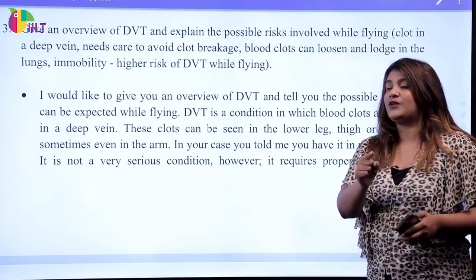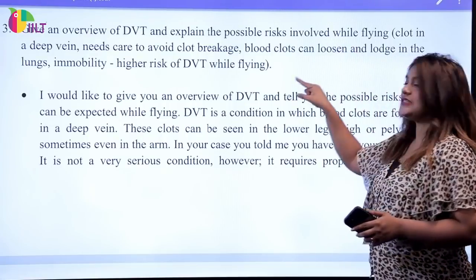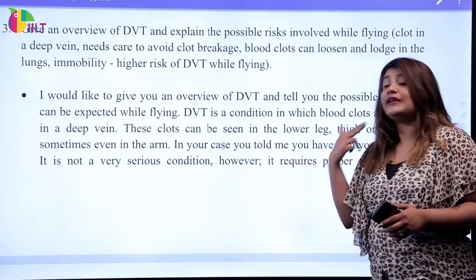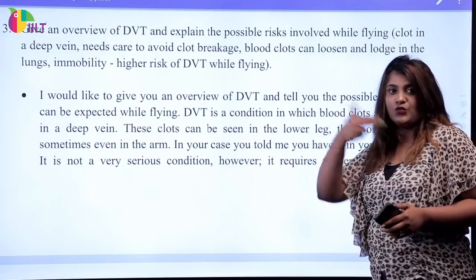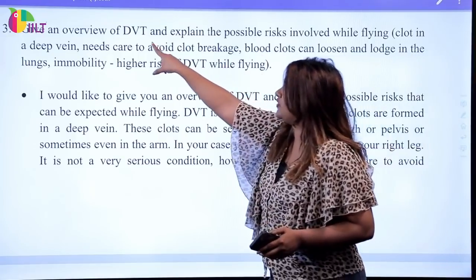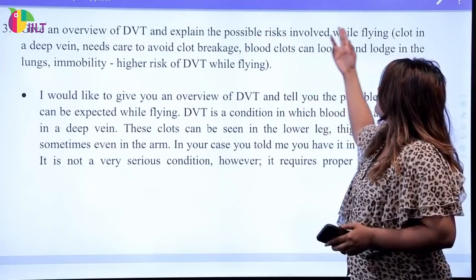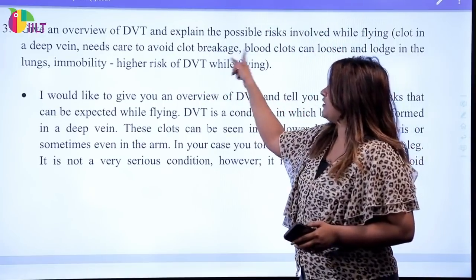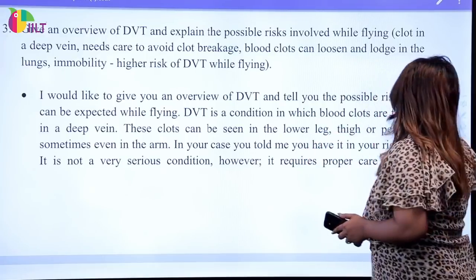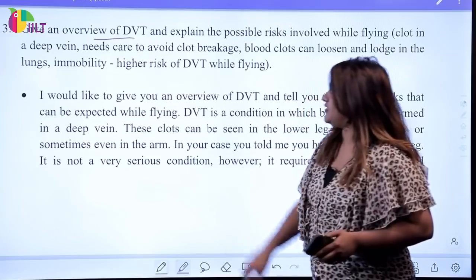You have to be careful here because you are actually talking about two things, okay? The bracketed details have been given respectively, but if you do not read it carefully, you might get confused about which one is referring to which one. Since two pieces of information are being given here, we are giving an explanation about deep vein thrombosis as well as the risk involved with flying. So you can see two different pieces of information given here. Do not get confused. Make sure that you're reading it carefully. Okay, so let's break it down. The first one is, give an overview of DVT.